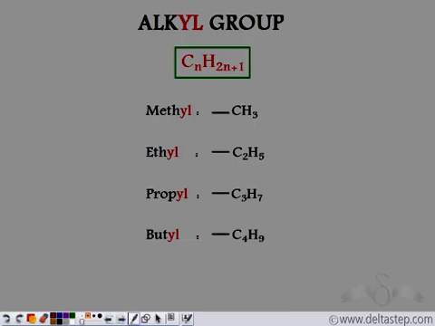We know we get the alkyl group when we remove one hydrogen atom from the corresponding alkane. So we have methane. When we remove one hydrogen atom, we get the methyl group, that is CH3. When we remove one hydrogen atom from ethane, we get the ethyl group, that is C2H5, and one place is vacant for any group to be attached.